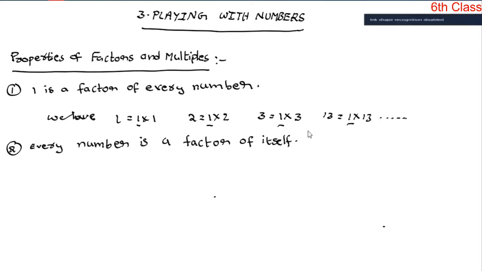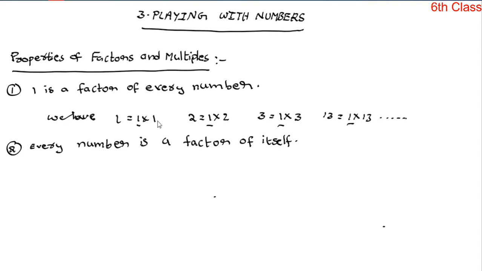Next property. Look at these examples. 1 is equal to 1 into 1, 2 is equal to 1 into 2, 3 is equal to 1 into 3, 13 is equal to 1 into 13. Here, second property: every number is a factor of itself. We observe that every number can be expressed in this way.